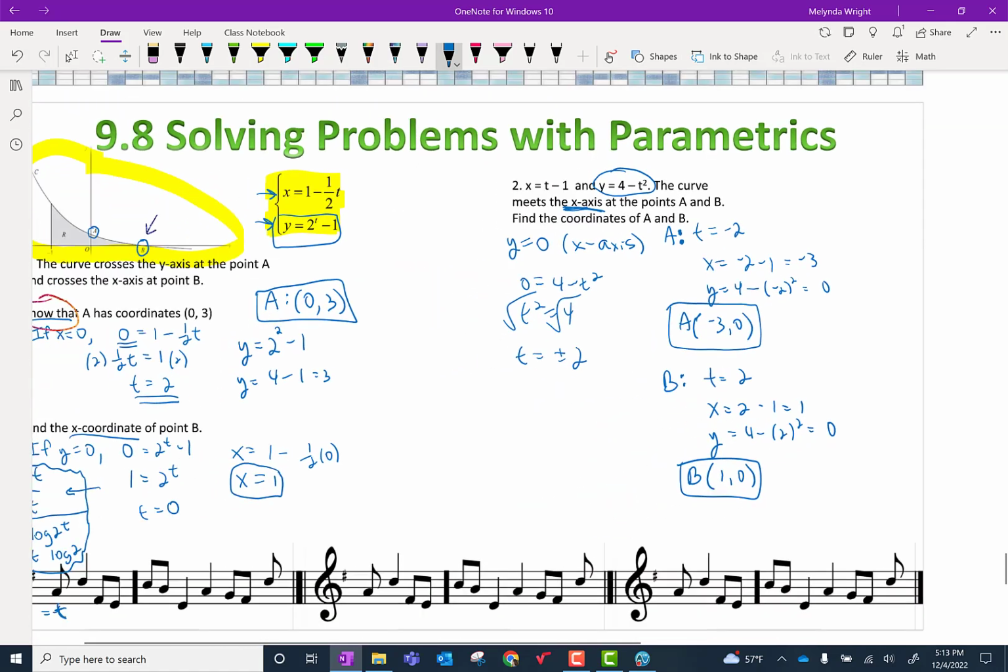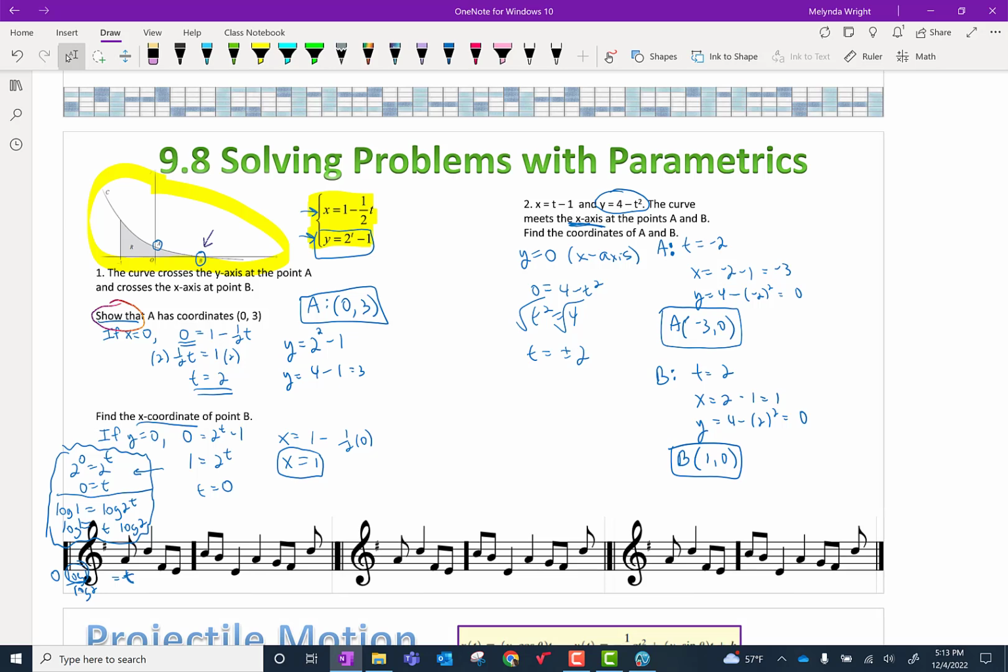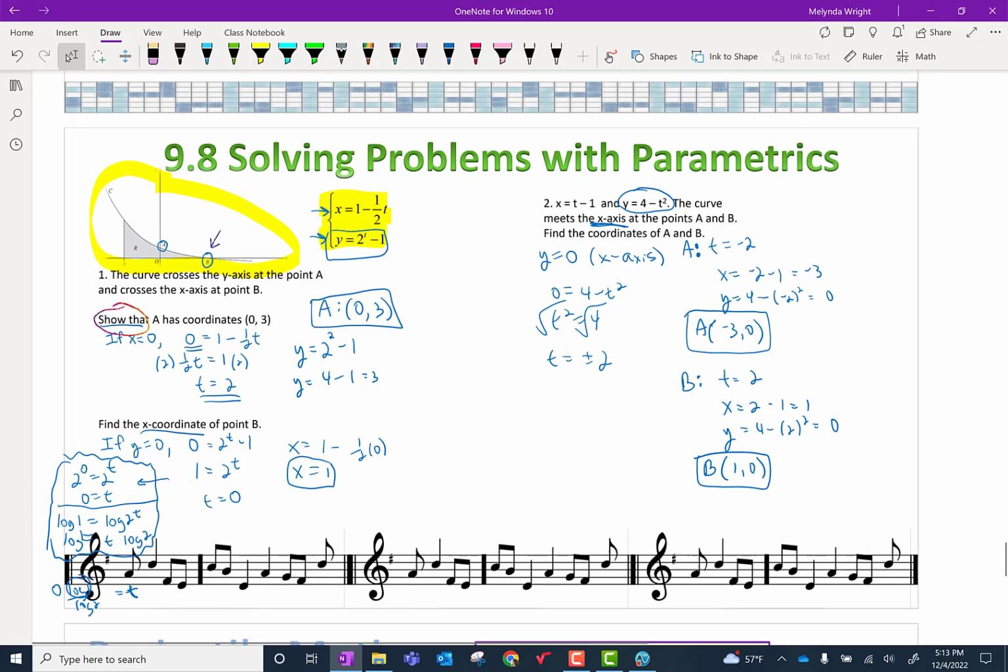All right, and these two problems are examples of working with parametric equations, problem solving, that don't require a calculator. On the next page, we are actually going to need a calculator. So hopefully you have yours handy and you can get that out and we can work through this.